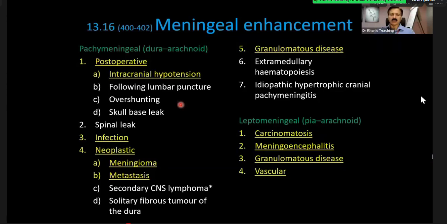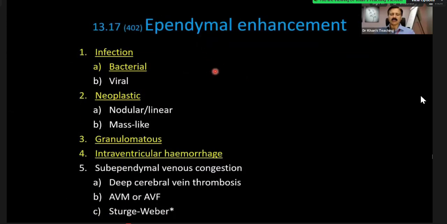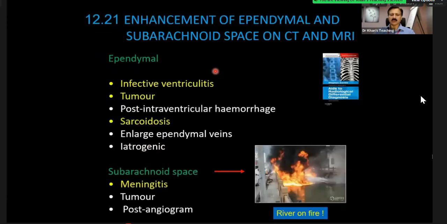This is meningeal enhancement on CT and MR. And then is ependymal enhancement. So the ependymal lining can also enhance, and that also is common sense, that there might be infections there. This is from your old book, and one thing which I always used to teach here, this is from the previous edition of Chapman, enhancement of ependymal and subarachnoid space.